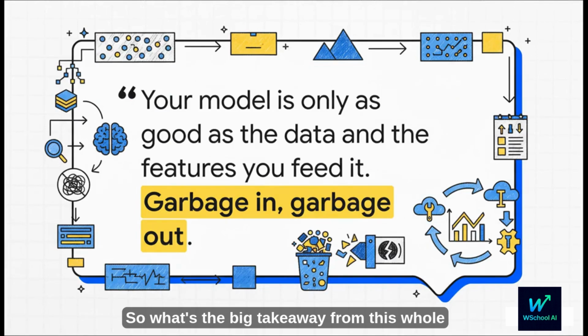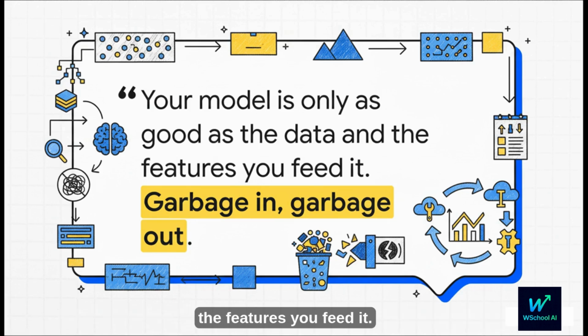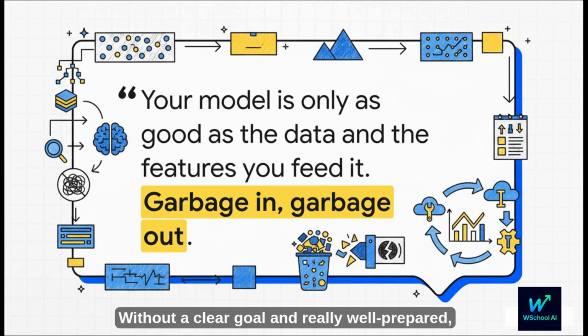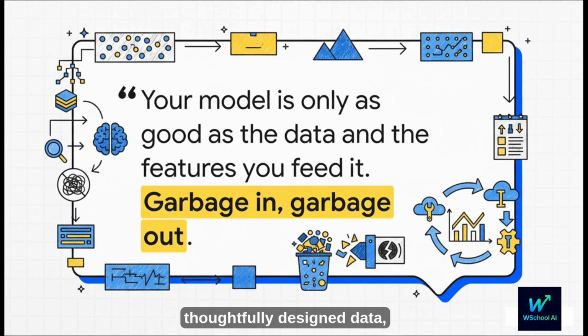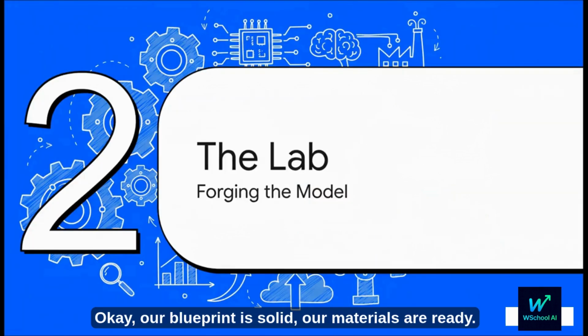So what's the big takeaway from this whole blueprint phase? It's really simple. Your model is only ever going to be as good as the data and the features you feed it. Without a clear goal and really well-prepared, thoughtfully designed data, even the most powerful algorithm on the planet is going to fail. It's that classic saying, right? Garbage in, garbage out.